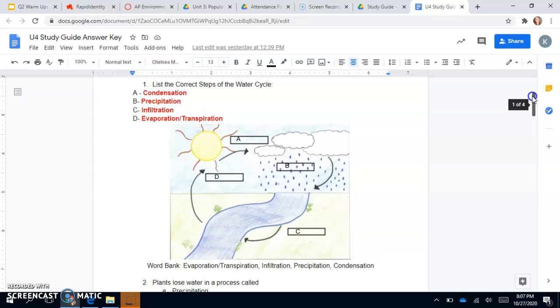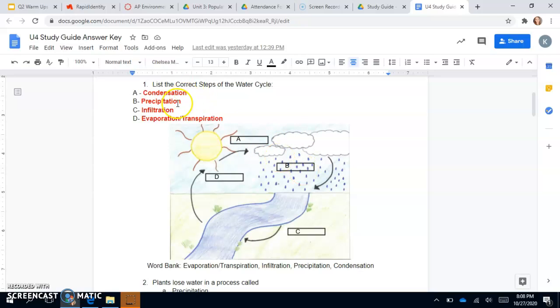So, question one reviews the steps of the water cycle. You do have a word bank down here, and then you've got the letters that correspond to the different steps. So, we're just going to put these in order. Let's start with A here. A is condensation. And remember, condensation is when the water vapor in the atmosphere condenses into clouds. So, here we've got the water vapor that's existing in the atmosphere being condensed into our clouds.